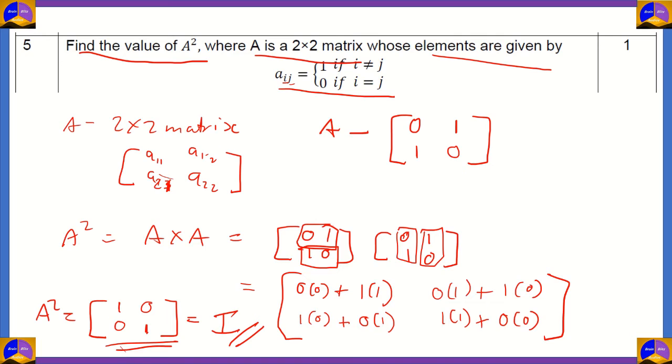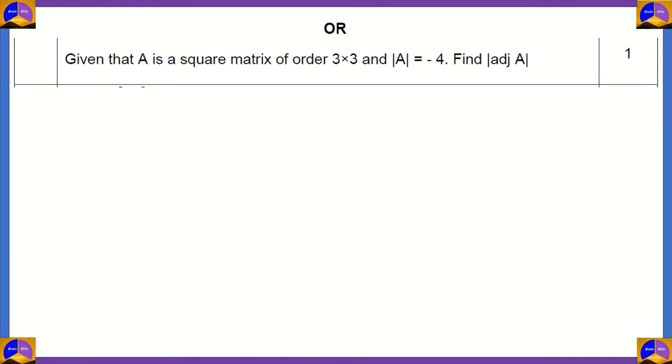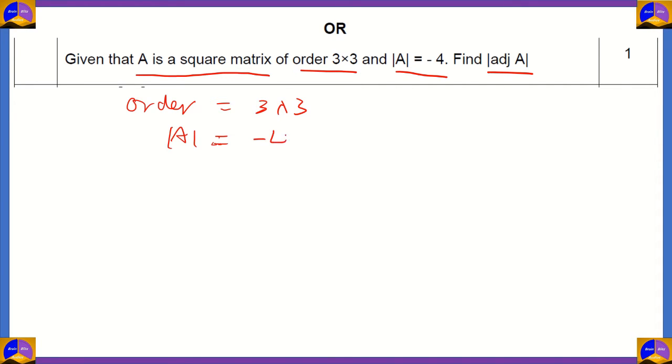Now, question number 5 has an OR question alongside it. So let's look at the OR question. Given that A is a square matrix of order 3 by 3 and the determinant of A is minus 4, we have to find the adjoint of A. So let's write the things down. Order is 3 times 3. Determinant is minus 4. How do you find the adjoint of A?